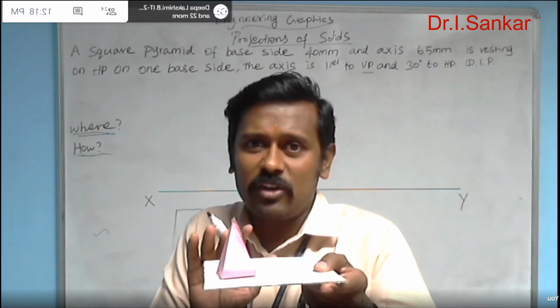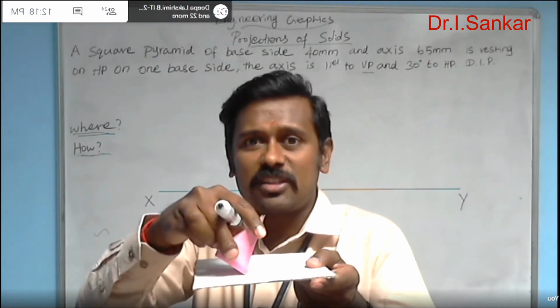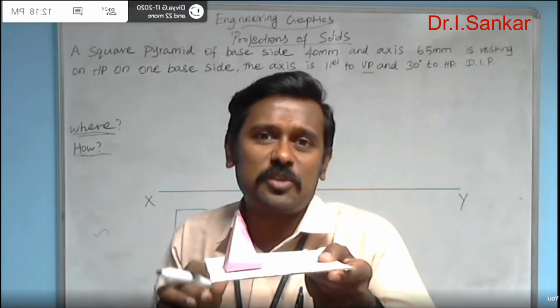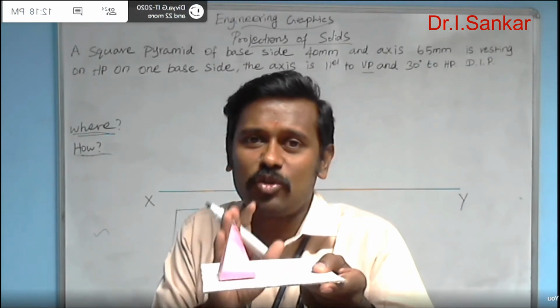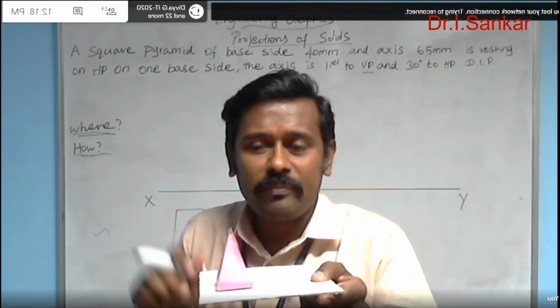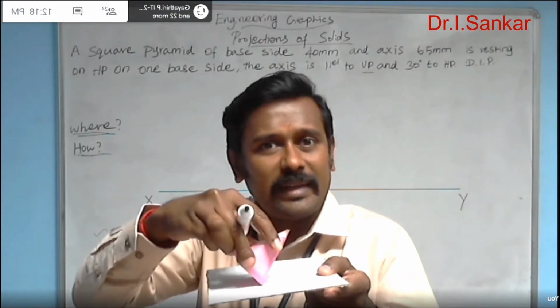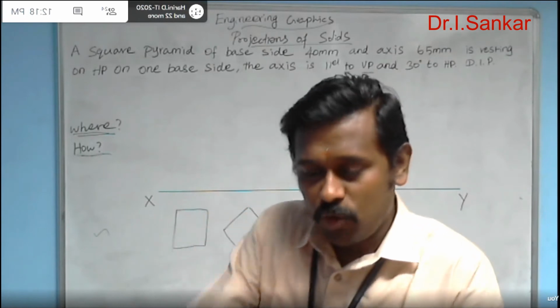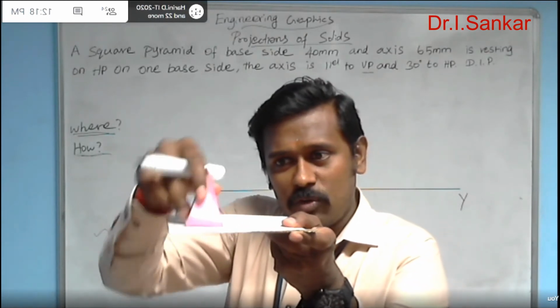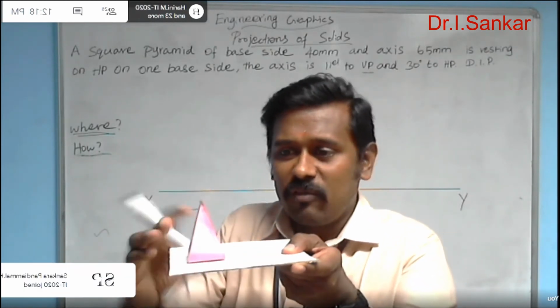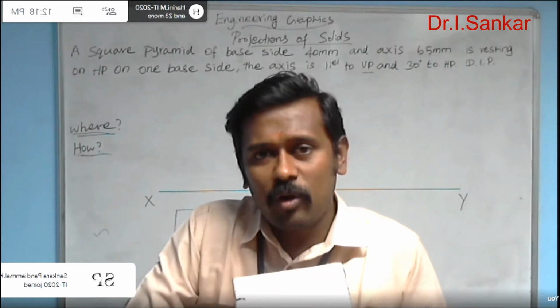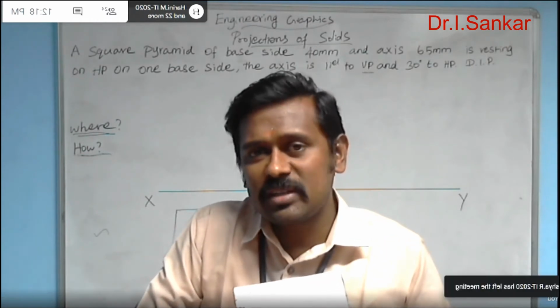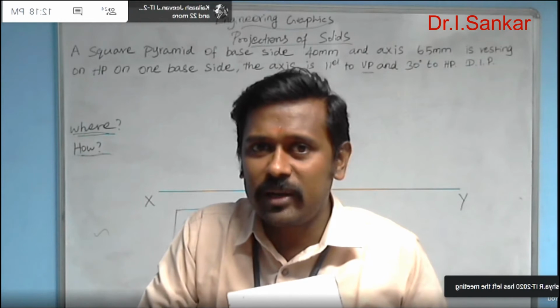For our convenience only, we made the axis forcefully perpendicular to HP. Actually the axis needs to be inclined 30 degrees to HP. So in future I am going to tilt it. Keep it in mind. And now if the solid is resting on HP, when you look at it from the top, how is the square base with respect to the XY line?